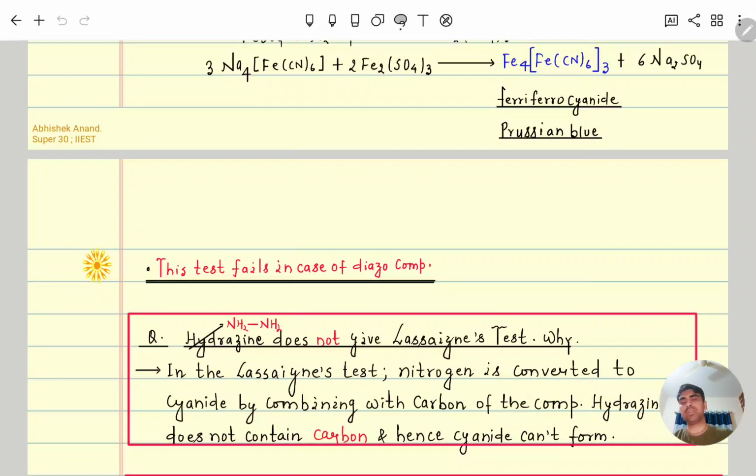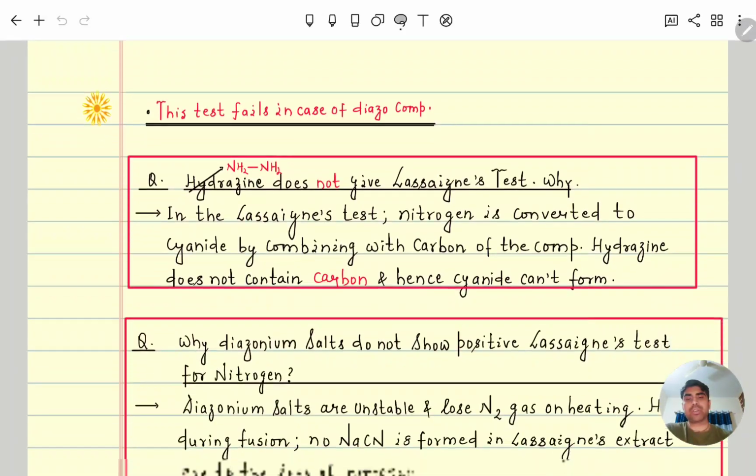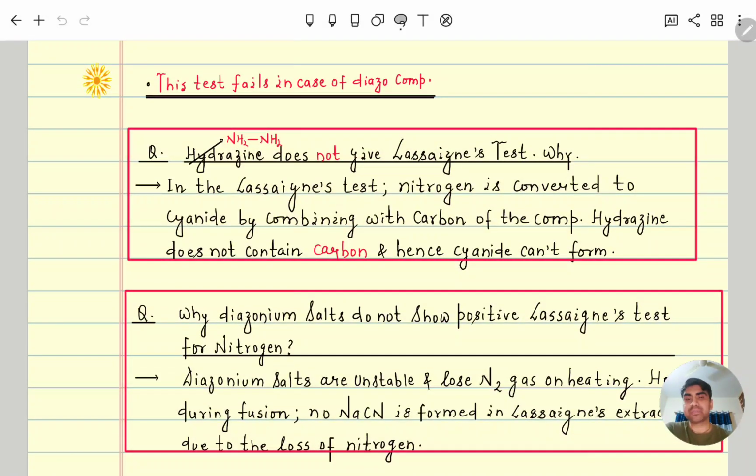But this is not possible for those compounds which have the azo group, means a nitrogen-nitrogen bond, or like here you can see hydrazine. Hydrazine does not give the Lassaigne test. Why? Because in the Lassaigne test for nitrogen, you have seen that the sodium fusion extract we created contains NaCN. Here NaCN cannot be created, with nitrogen having 2 hydrogen bonds along with a nitrogen bond. It does not contain carbon, so cyanide cannot be formed.